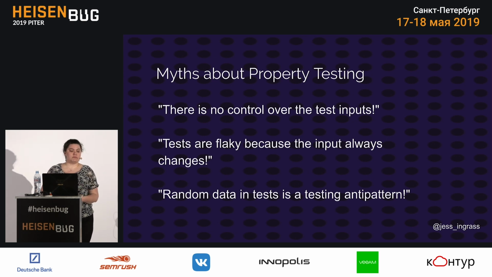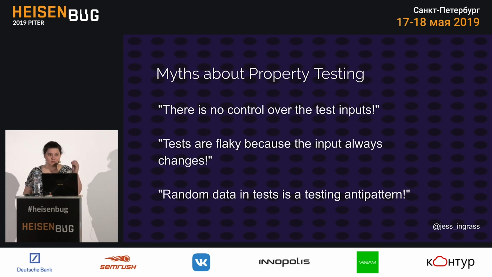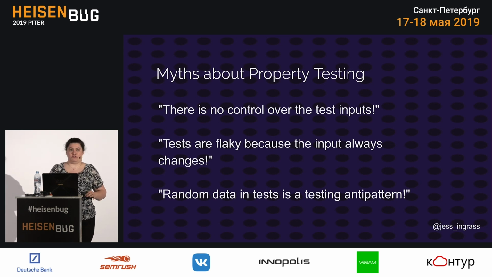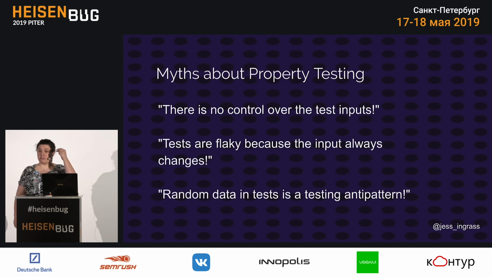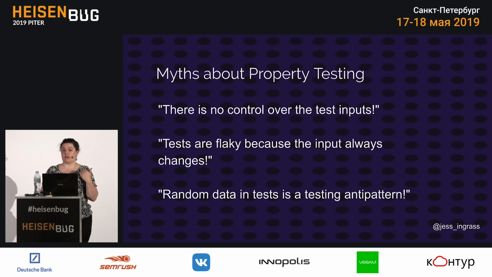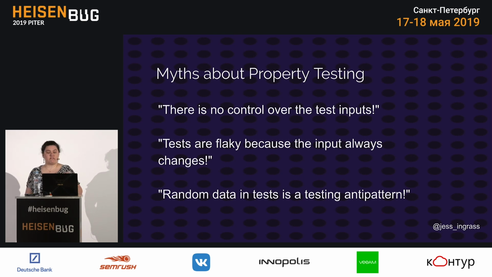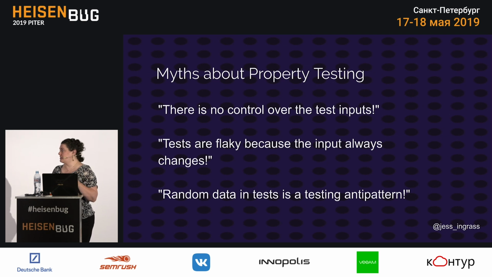Then random data and testing is a testing anti-pattern. Sure is, but this isn't random data. It's only an anti-pattern if you're just throwing crap at your code. But if you are thinking with a process about what you are doing, then you can actually add a lot of value to your tests by using the data generation tools in a library like Hypothesis.